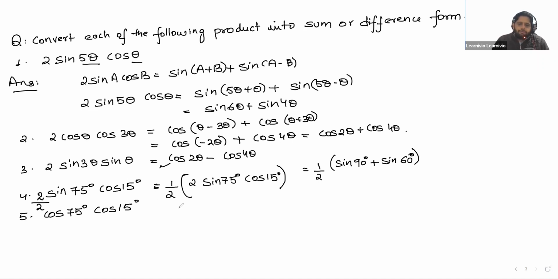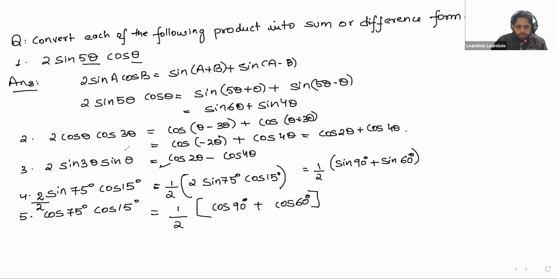So this is 1 by 2. And when you write 2 here, then for the cos, we have the formula cos A minus B plus cos A plus B. So when you add it, you will get 90, and sorry, when you subtract it, you will get 60. Is this clear, Rutvika? Yes, sir.